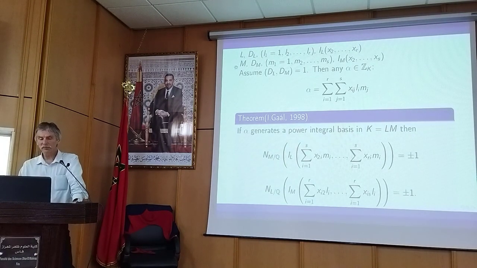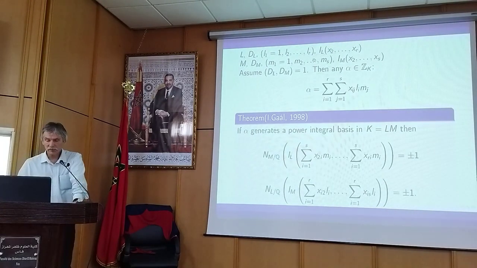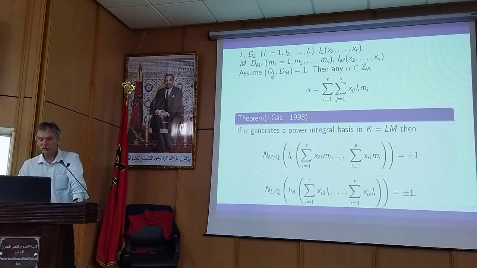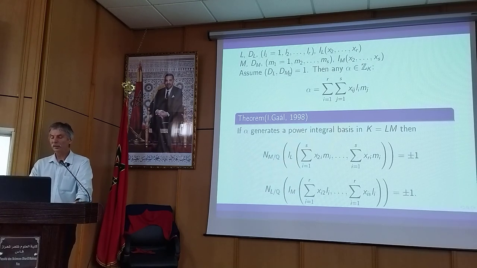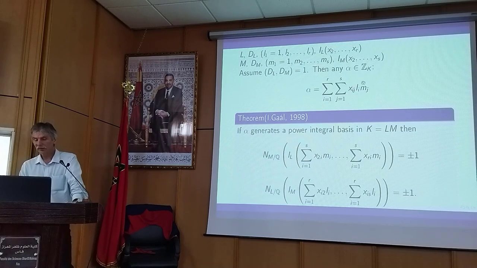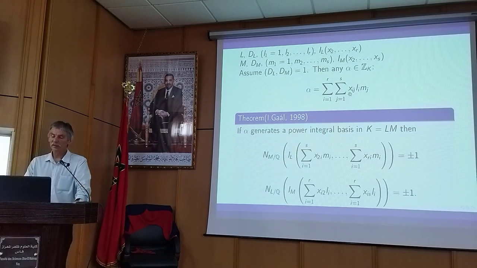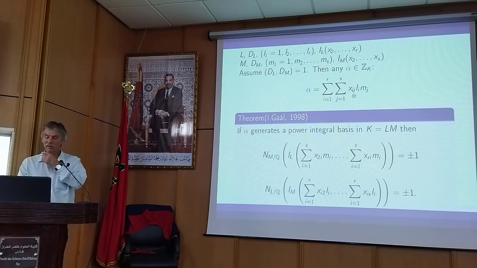And similarly, assume that the number field M has an integral basis 1, M2 and so on, MS, and I sub M is the index form corresponding to this integral basis of the number field M. Then if we assume as formerly that the discriminants of the fields are coprime, then the composite field has an integral basis Li times Mj. And so any alpha can be written as a linear combination of these integral basis elements with unknown coefficients xij.